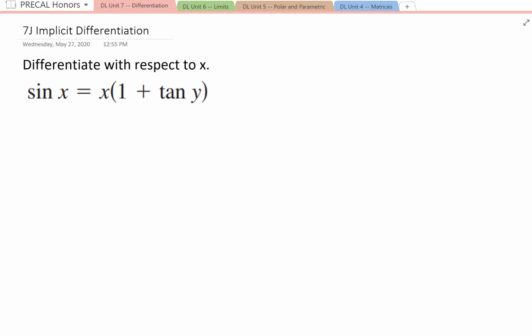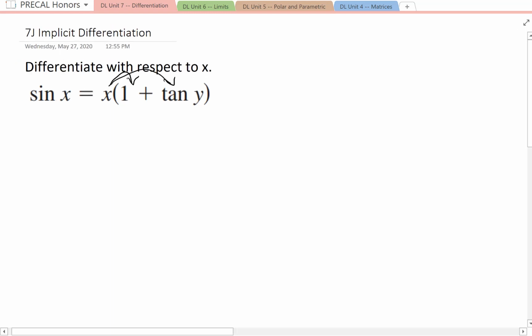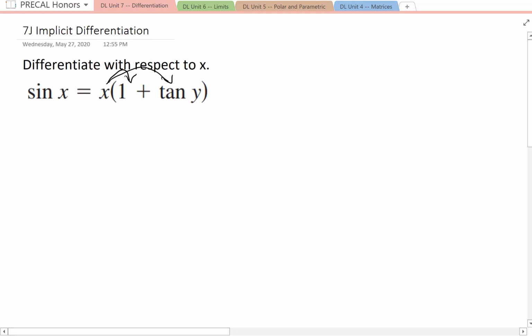Let's do some more implicit differentiation. This time, let's do it with trig. So what I can do here, I can distribute the x. I don't think it makes my life that much easier though, so I'm going to keep it undistributed. So I'm going to derive both sides with respect to x.